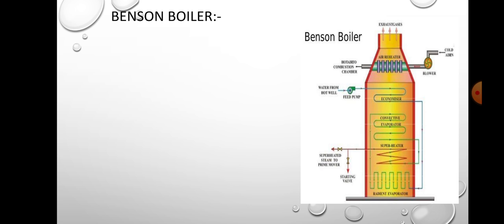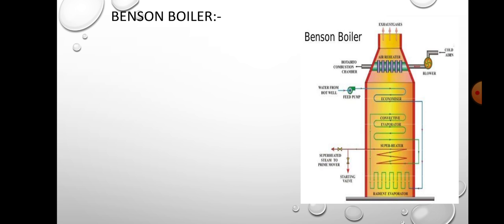Where normally 50% of the steam is converted into saturated steam. That means 70 to 90% of the saturated steam is then supplied to the convective evaporator, where that steam is converted into 90% saturated steam. After that, the saturated steam is supplied to the superheater, where 99 to 100% superheated steam is generated.